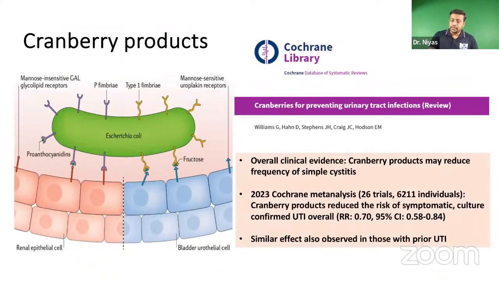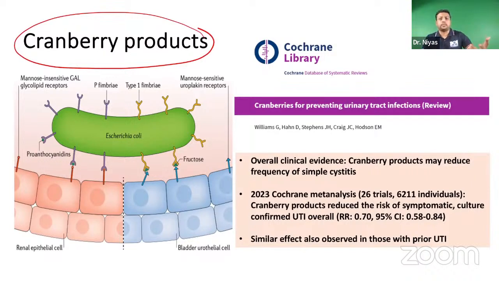Second, cranberry products. You see a lot of cranberry products in the market. Do they have any benefit? In fact, they do. This is a Cochrane meta-analysis, in which they found that cranberry products actually reduce the risk of symptomatic culture-confirmed urinary tract infections. So in patients who have recurrent UTI, cranberry products, which are available as tablets in the market, can be prescribed to the patient.